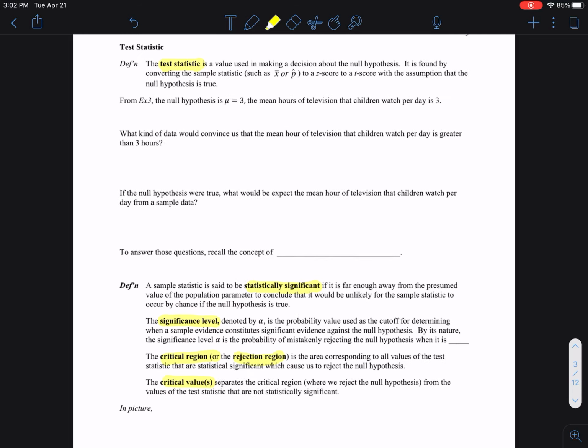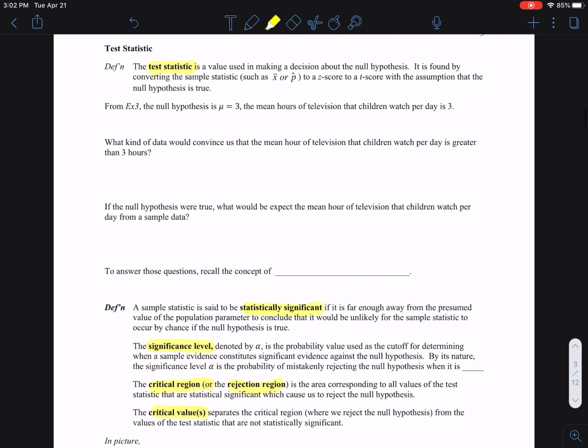It is a value used in making a decision about the null hypothesis. It is found by converting the sample statistic, meaning X bar or P hat, to a Z-score, or T-score if we're looking at the T-distribution, with the assumption that the null hypothesis is true. So the test statistic always follows the null hypothesis. We assume that this is the claim value. Let's look at sample data, and let's convert that sample data to a Z-score. How far is it? Is it 3 standard deviations? Is it significantly far? Is that strong enough for us to reject what we assume is true? That's what the test statistic is.